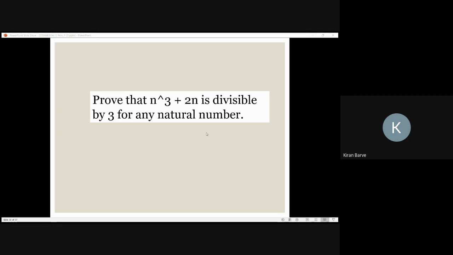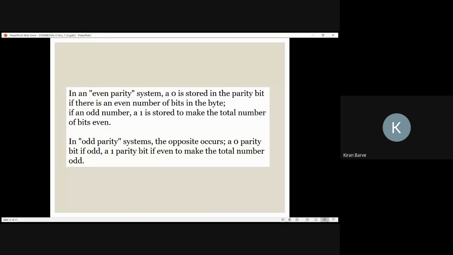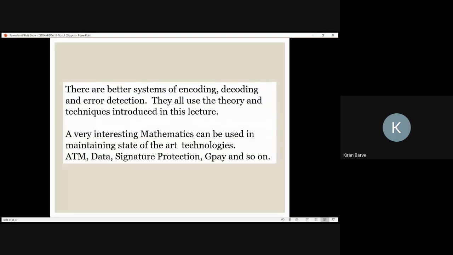So let us move ahead, Arunji, in the slides. So let us come back to the application. There are better systems of encoding, decoding, and error detection, but they are all using the techniques introduced in this lecture. A very interesting mathematics can be used in maintaining state-of-the-art technologies like ATM, data handling, signature protection, GPay, and so on. Next slide.